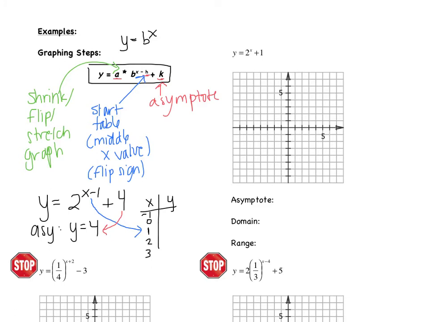So the example to the right is y equals 2 to the power x, add 1. So this 1 is going to be our asymptote. Okay, so below the graph it says what's the asymptote? Well, our asymptote is y equals 1. Before I forget, I'm going to put that on the graph. Remember that the asymptote is going to be a dotted line.